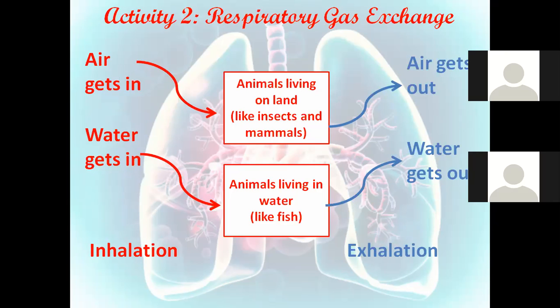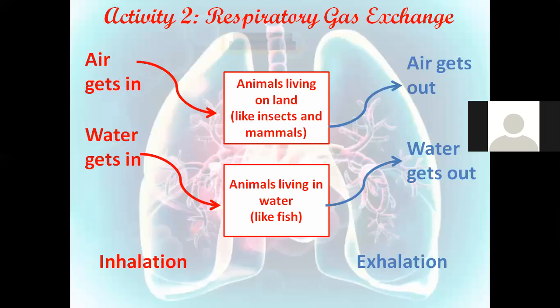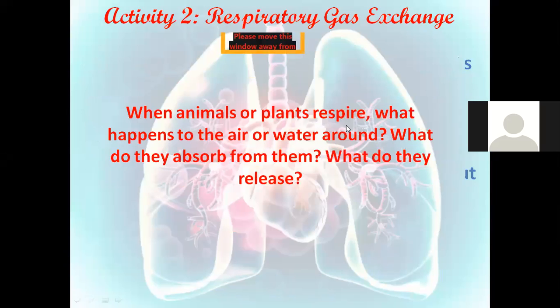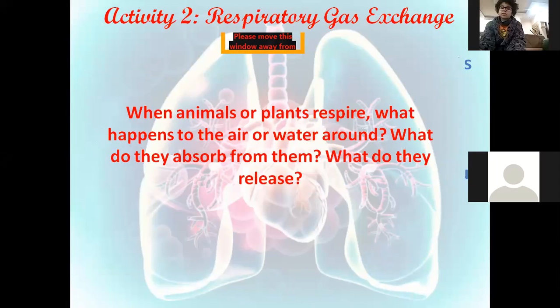So when the water gets in, we call it inhalation, or when the air gets in. Why do we have air and water? Air for those living on land, like the insects and mammals, while water for those living in water, like the fish. Now, let's move to this. Why do animals or plants respire? What happens to the air or the water? What do they absorb from them and what do they release? Can anyone give me a hint?